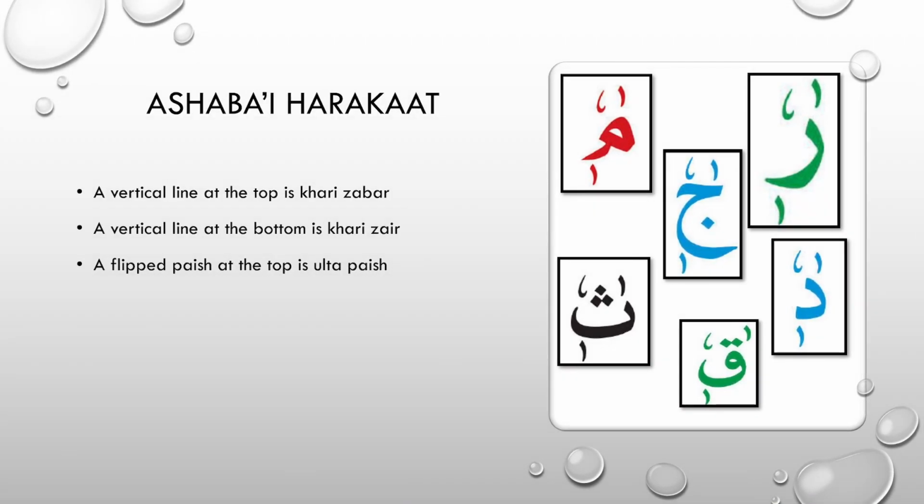Now let's talk about Ashba'i Harkaat. We also call them standing Harkaat. Why? Because the Harkaat are standing in this case. So standing Zabar, or standing Fatah, Damma, Qasra, we call them, is basically a vertical line at the top, a vertical line at the bottom, and then there is this flipped pesh, which we also call ulta pesh in Urdu. So now the question is, how do we recite them?